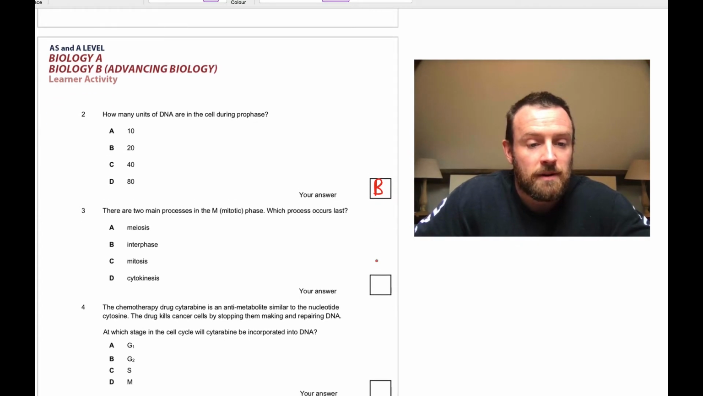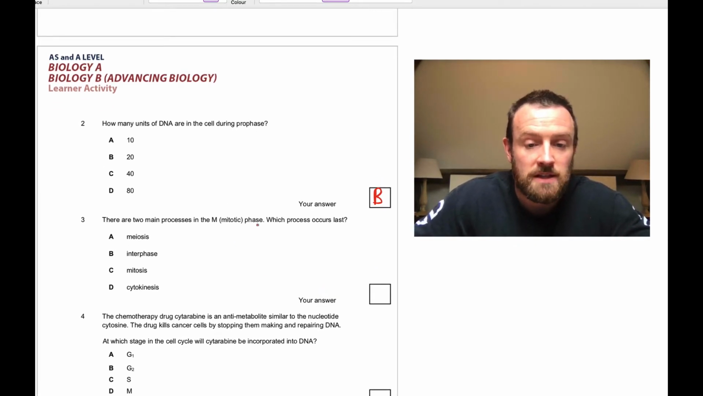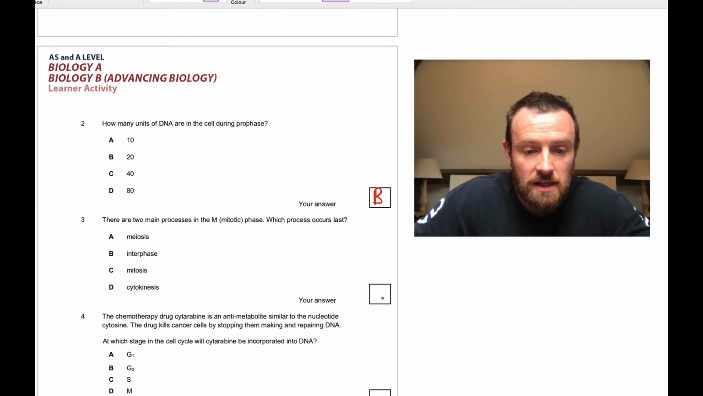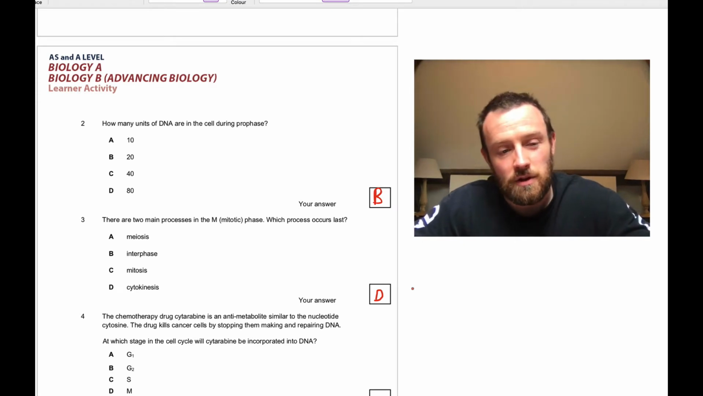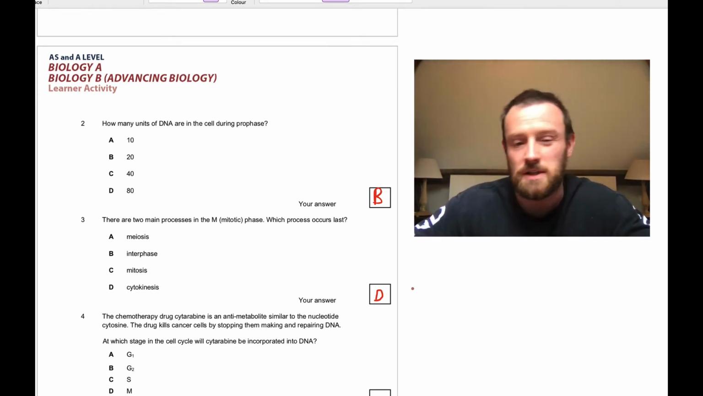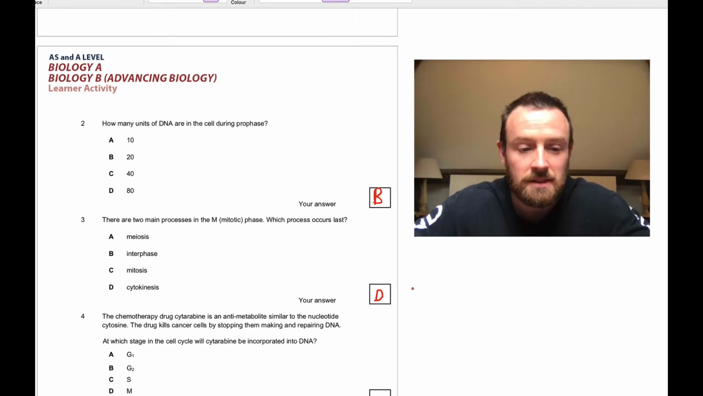Okay, 3. There are two main processes in the mitotic phase. Which process occurs last? This answer here is cytokinesis. So cytokinesis is the division of the cell, not the nucleus, and that happens at the end of the mitotic phase. Some people sort of say it's separate from mitosis, it kind of goes hand in hand.